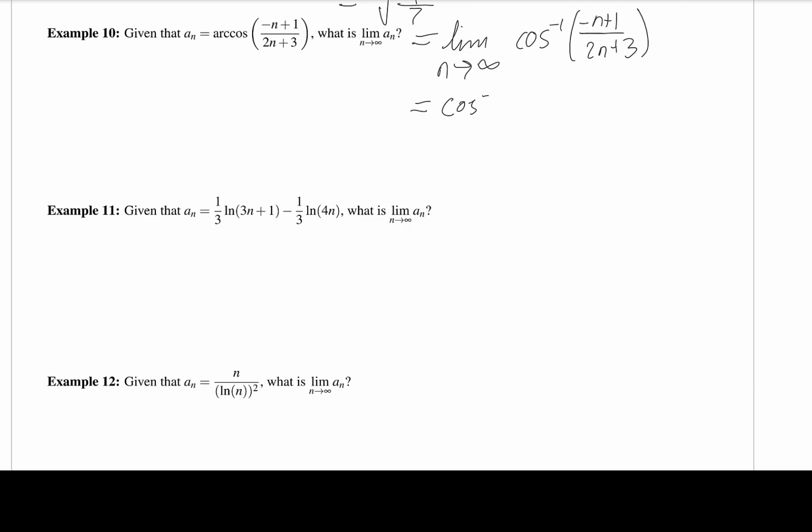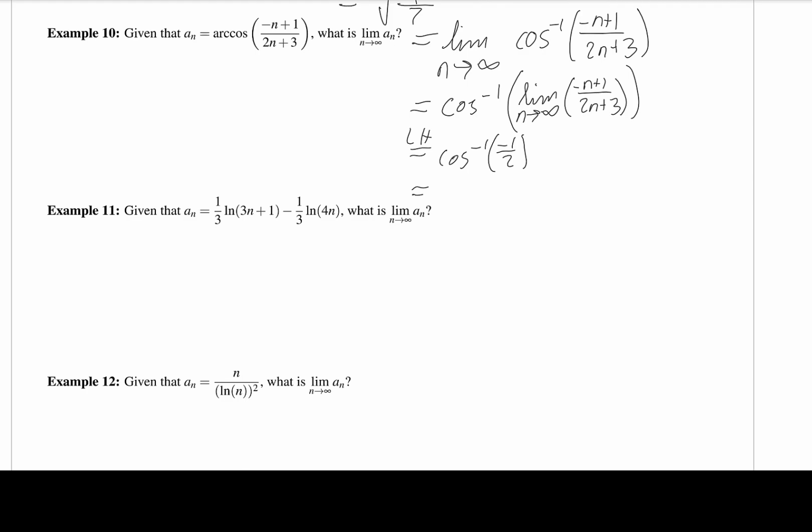So this is going to be cosine inverse of limit as n goes to infinity of negative n plus 1 over 2n plus 3. And now we have another L'Hopital's rule, or as I like to say, L'Hospital, meaning that when your limit is sick, you take it to the hospital, that way L can fix it. So this is going to be cosine inverse of negative 1/2.